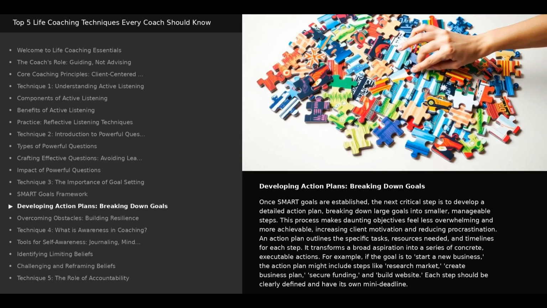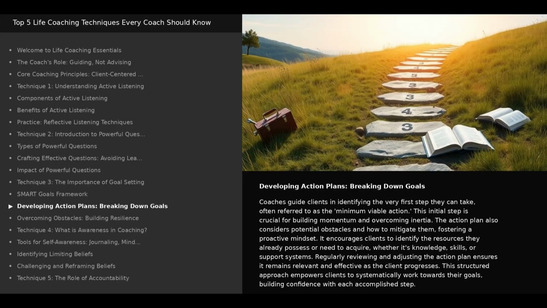Each step should be clearly defined and have its own mini deadline. Coaches guide clients in identifying the very first step they can take, often referred to as the minimum viable action. This initial step is crucial for building momentum and overcoming inertia. The action plan also considers potential obstacles and how to mitigate them, fostering a proactive mindset.